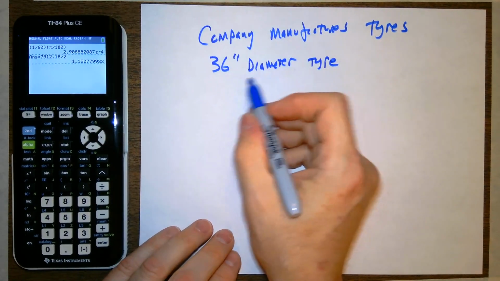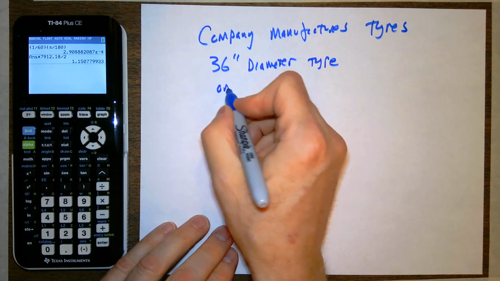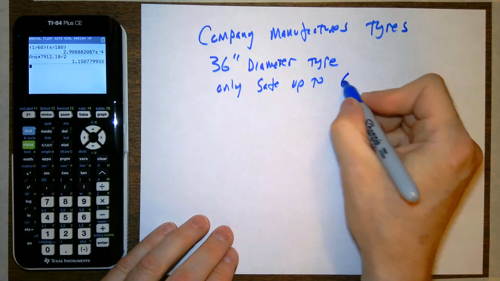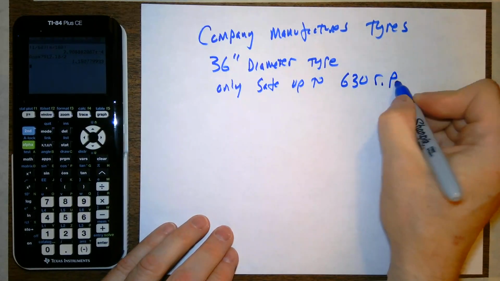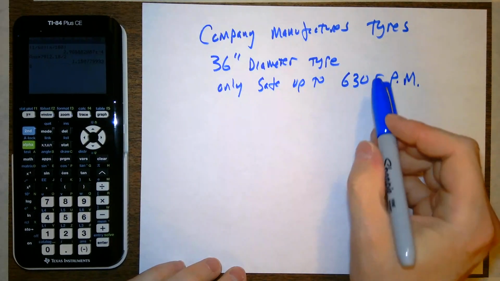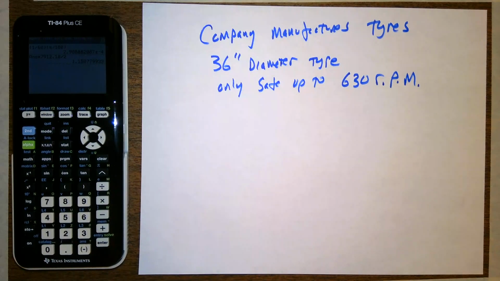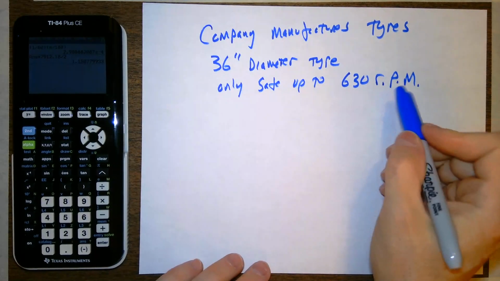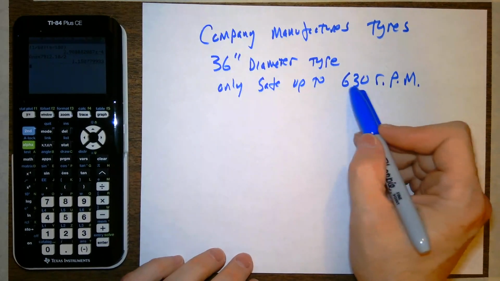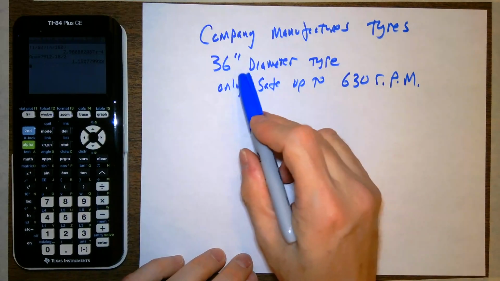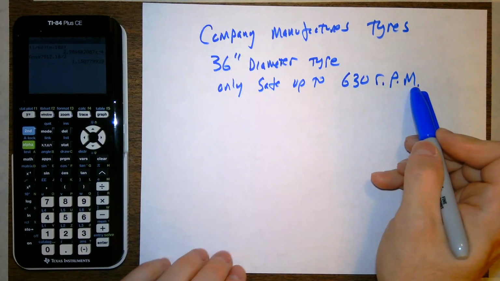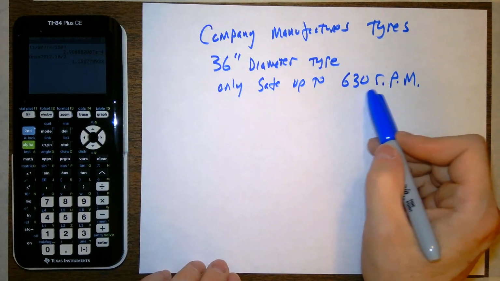But after testing, they've discovered that this thing is only safe up to 630 revolutions per minute. So when they tested this in the lab, spinning the tire was good up to 630 revolutions per minute. But if it got faster than that, maybe the tire fell apart, or it destabilized, or whatever. So they want to put a warning. They want to make sure that when you put this on the trucks, you don't travel faster than 630 revolutions per minute. But if they put that warning on there, that really doesn't make sense to anybody.